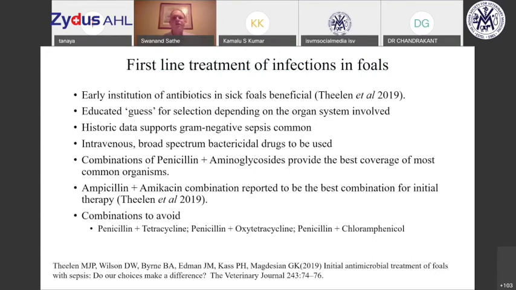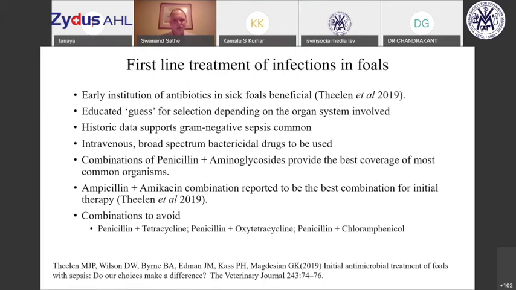Right? So there's always a big concern in the veterinary community about indiscriminate use of antibiotics. However, foals being immunocompromised, and relatively less developed physiologically than adults, do benefit from first-line treatment with antibiotics. Again, based on the organ system that's involved, you need to take an educated guess. We talked about what bacteria are involved in neonatal infections, so you need to take an educated guess of what underlying pathogens could be involved.